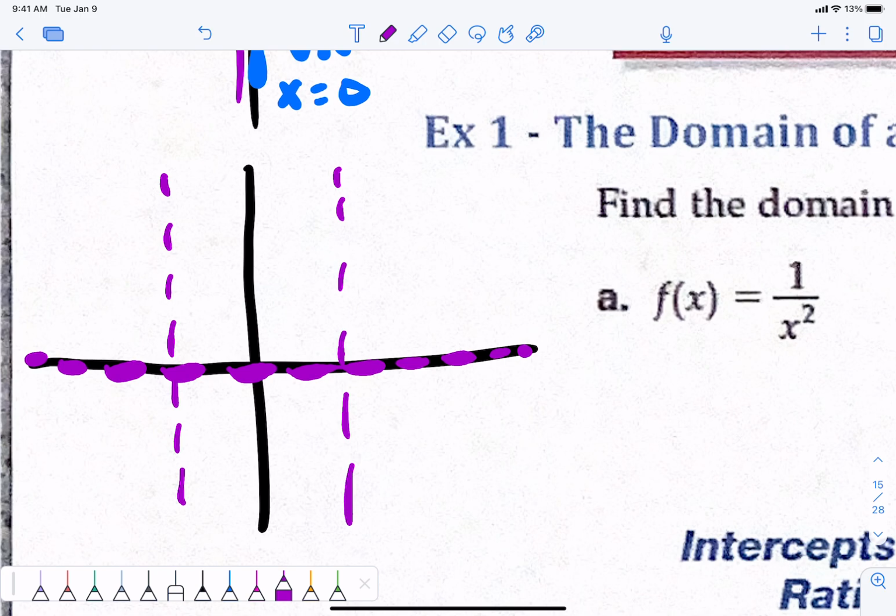You can have more than 1 VA. Usually you'll not have more than 2. It's possible, but usually not, okay?